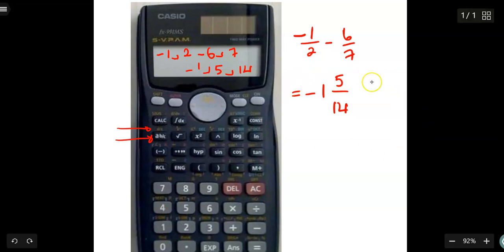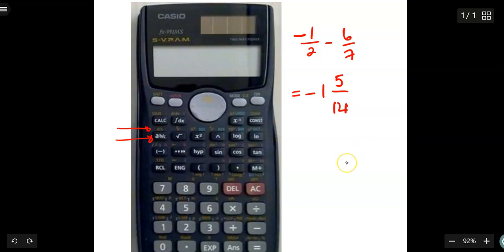So you can present the answer like this, or if you don't want it as a mixed number, you can press this key right here by pressing the shift key and then that key. It will give you an improper fraction. In this case, it should be negative 19 over 14. So let's try that. Let me clear this. Okay, so I clear the screen on my calculator.